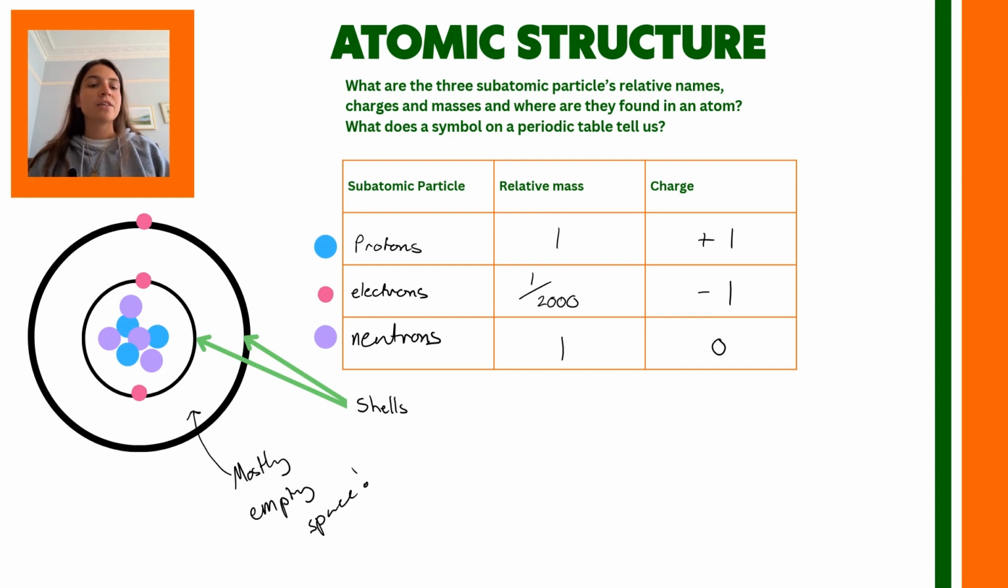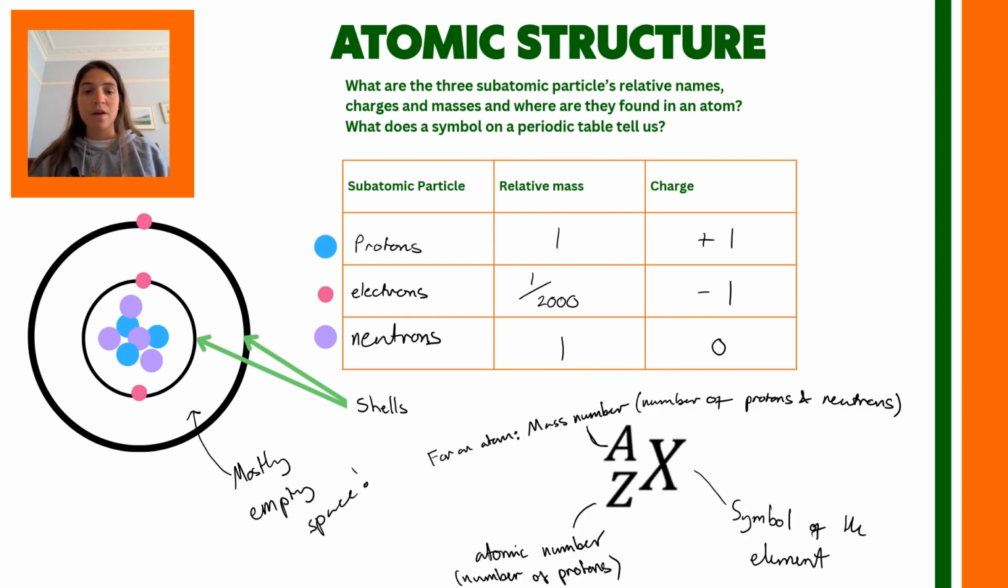or 0. So those are the shells, and remember that actually this isn't a very good picture of an atom. It is mostly empty space. If I want to write that in some kind of symbol, we have this notation here for our atoms where that A at the top, that is our mass number. Remember, that's the total number of protons plus the total number of neutrons.